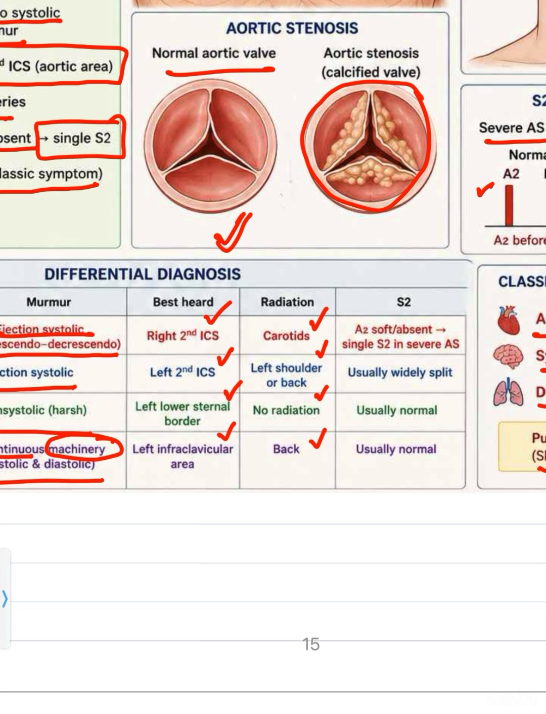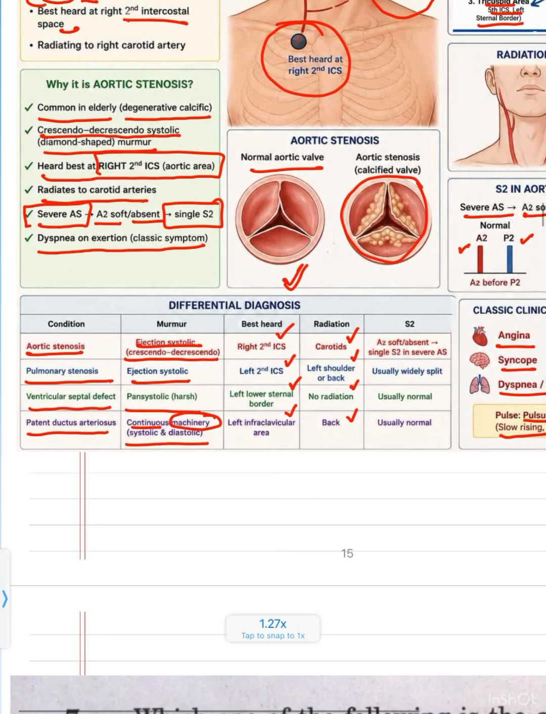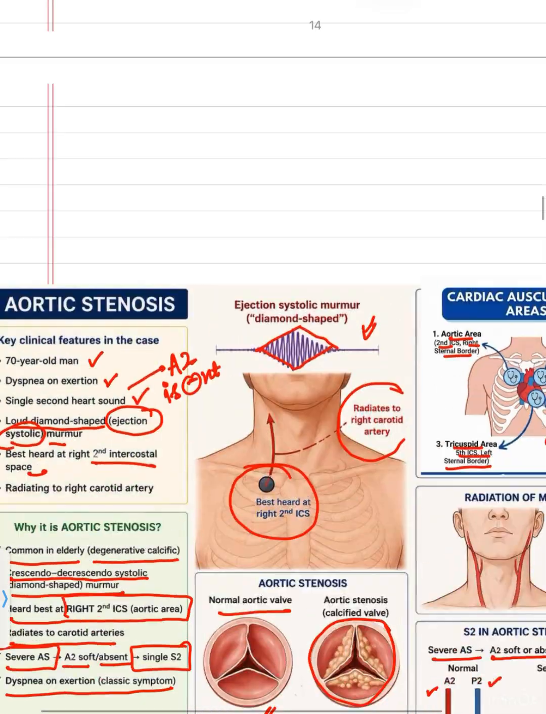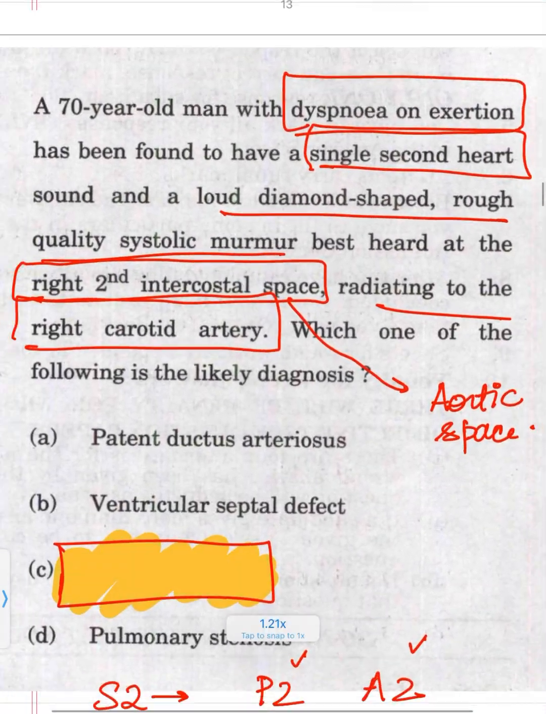Now S2: in aortic stenosis, A2 will be soft or absent, so there will be a single S2 in severe aortic stenosis. In pulmonary stenosis, as we talked about in the previous question, there will be wide splitting. In VSD, S2 is normal. In PDA, it is usually normal. So this was the question on aortic stenosis, which can be asked again.